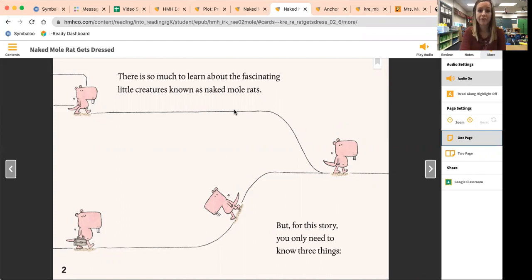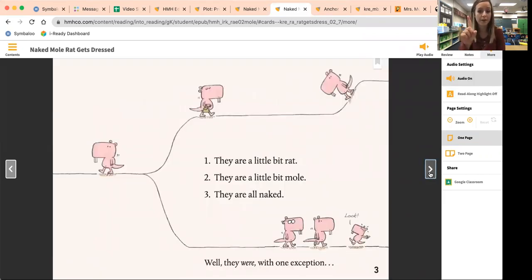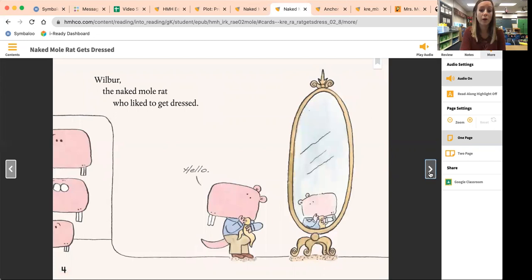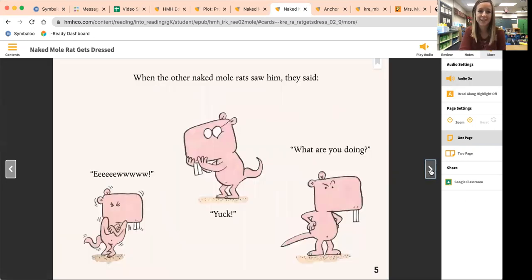There's so much to learn about the fascinating little creatures known as naked mole rats. But for this story, you only need to know three things. Number one, they're a little bit rat. Number two, they're a little bit mole. And number three, they are all naked. Well, they were, with one exception. Wilbur, the naked mole rat, who liked to get dressed. Wilbur says, hello. Ew, yuck, what are you doing? Said the other naked mole rats.